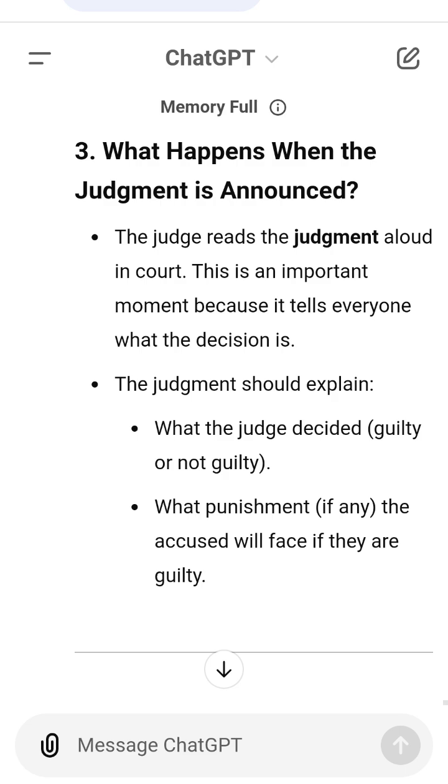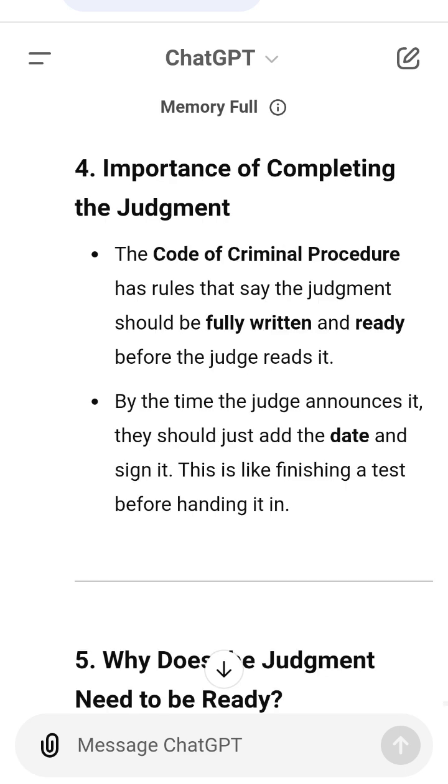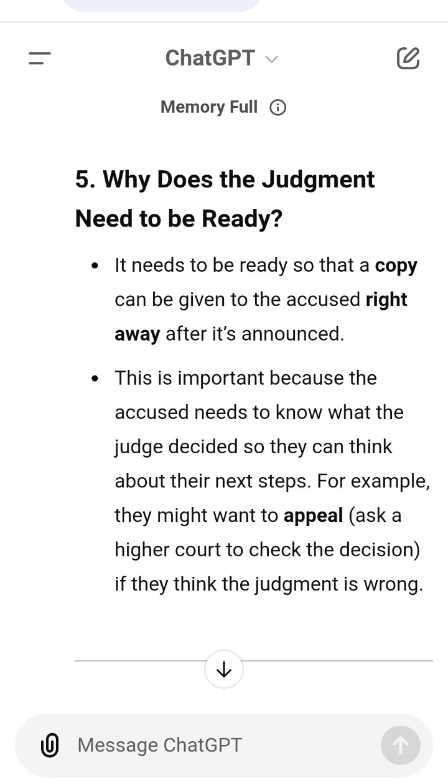10. Why is this delay a problem? Waiting so long is unfair to the accused because they don't know what the court decided. It causes confusion and stress. They might miss the chance to appeal or to understand the consequences of the judgment.